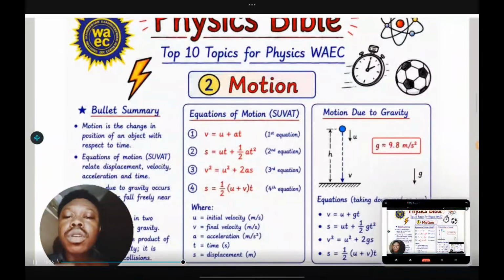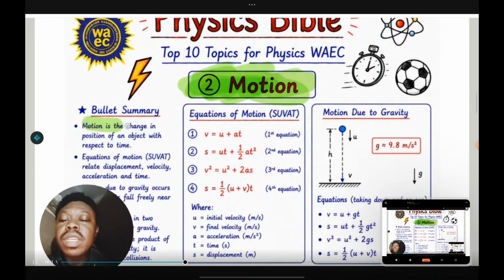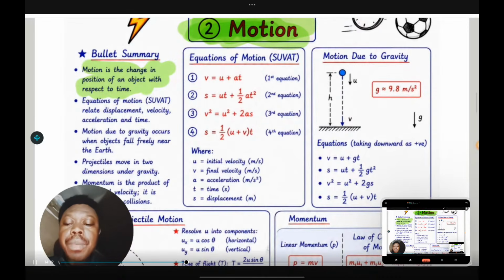Next, we go to motion. This is one of the topics you expect from WAEC. This topic is one of the topics that is frequent in WAEC. Now, motion is a change in position of an object with respect to time. So as an object begins to change its position, what happens? Motion is carried out.